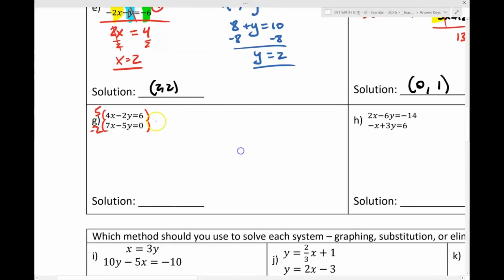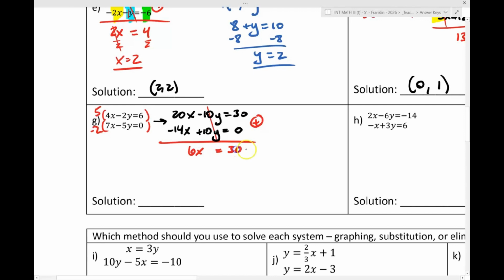So let's see how that worked out. So 20x minus 10y equals 30, and negative 14x plus 10y equals 0. And that worked nicely because now when I add these together, the y's will cancel out. So 6x equals 30. When I divide that, x equals 5.